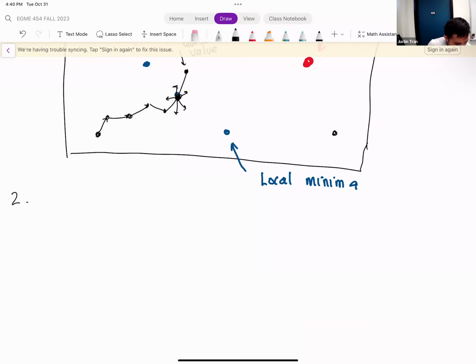Okay, number two. The second point here is more of a difference between Monte Carlo and random walk.